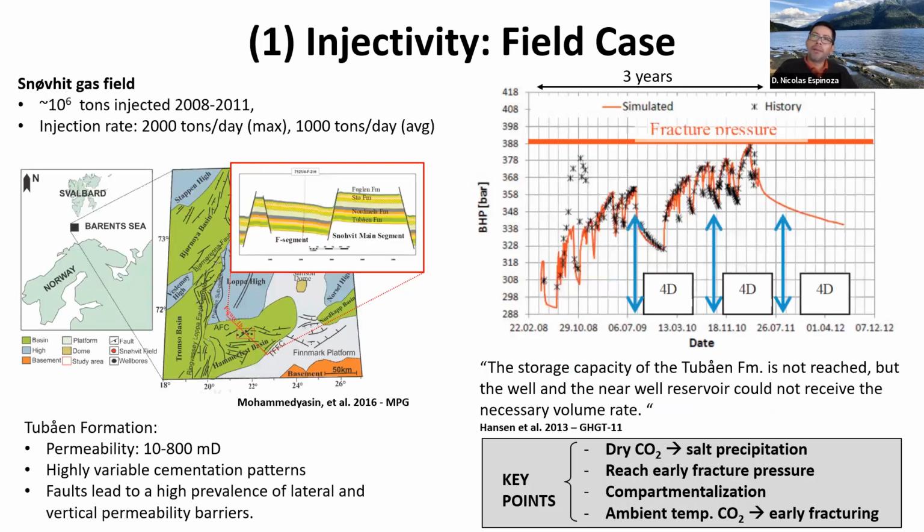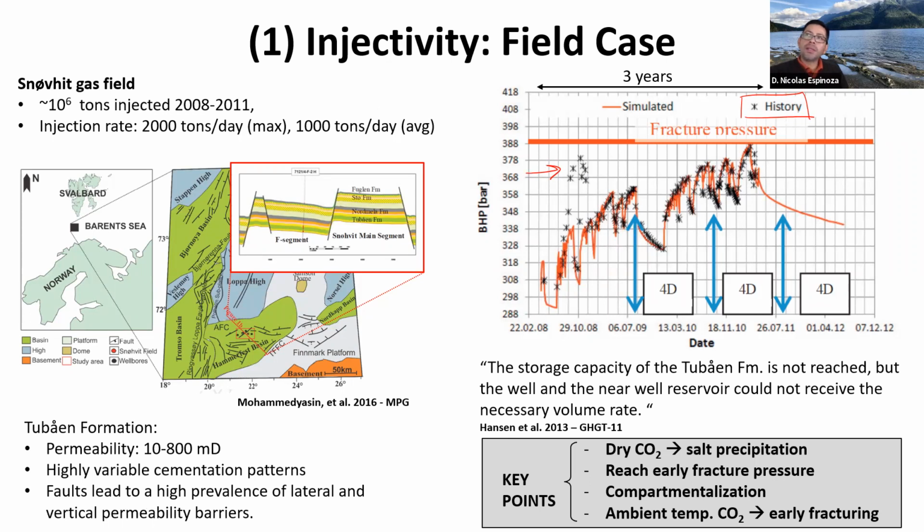For example, this is an example in the North Sea. This is called the Snøhvit field case, in which about 1 million tons of CO2 were injected in 3 years. But a problem that they saw in this location is that, just look at the stars. This is the actual data. The injection pressure and the bottom hole pressure increased a lot quicker than what they thought.